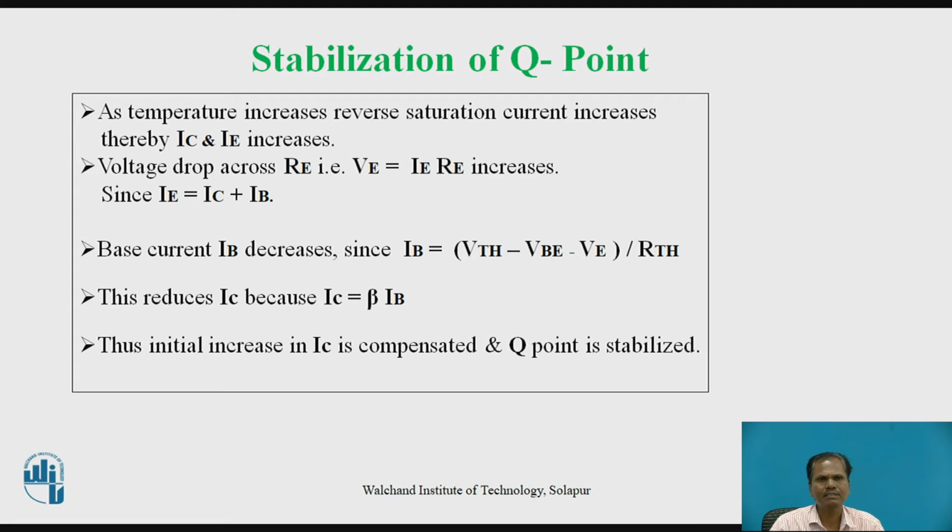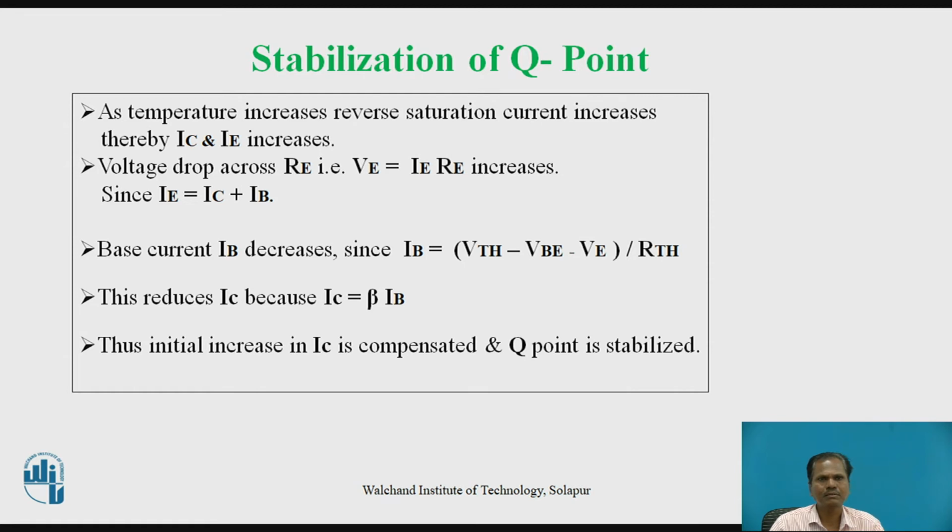As IC increases, IE also increases, because IE is given by IC plus IB. So as emitter current IE increases, the voltage drop across emitter resistor RE also increases. That is designated as VE, the voltage at the emitter with respect to ground across emitter resistor RE, equal to IE into RE. So the voltage appearing across RE increases.